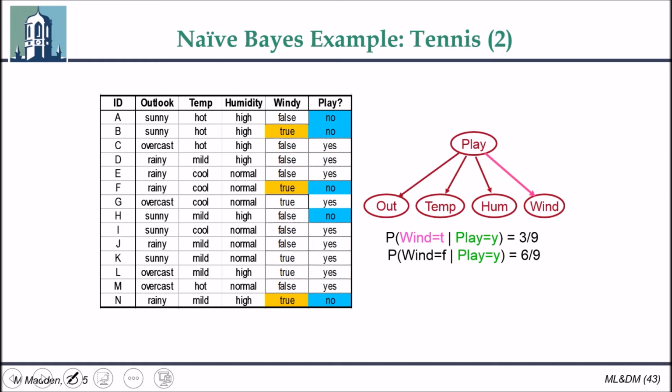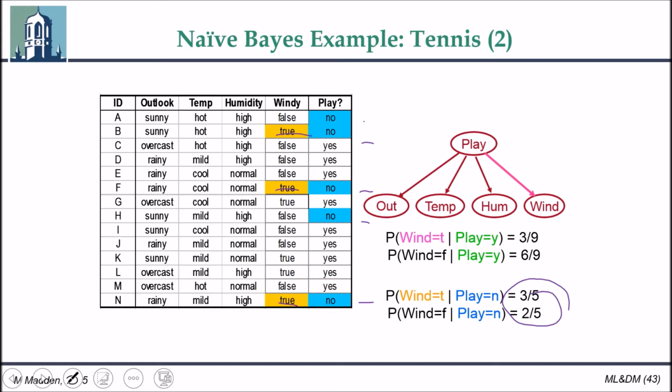Now, that's the probability of when we do play tennis. What about the probability when we don't play tennis? Well, we can see there are 1, 2, 3, 4, 5 times when we don't play tennis. Of those 5, 3 of them, it is windy. So the probability of when wind is true, that we do not play tennis is 3/5, and the probability when wind is false, that we do not play tennis, is 2/5.